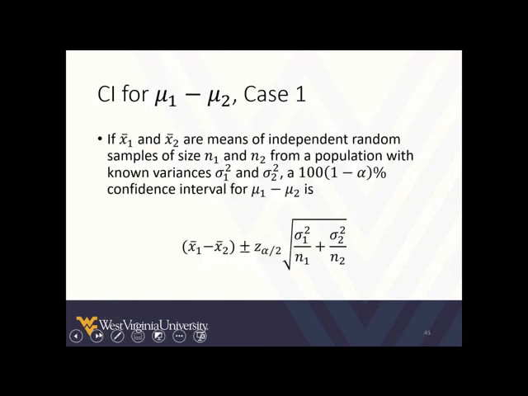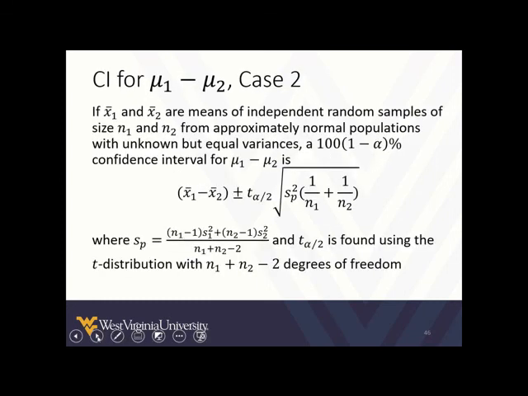And so for case one, when we are actually aware of the population variances, our confidence interval is our point estimate plus or minus z alpha over 2 multiplied by the square root of sigma 1 squared over n1 plus sigma 2 squared over n2.